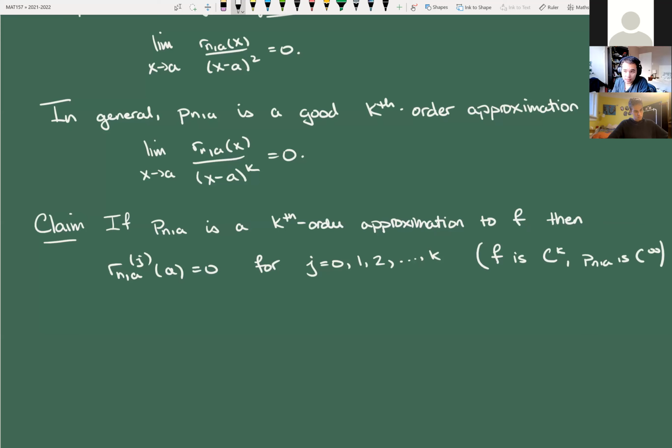Right? So that we can at least differentiate it k times. And P_n,a is C infinity, right? All polynomials are C infinity. You can differentiate all polynomials as much as you want. In fact, maybe yeah, C^k is fine. Okay, so let's show that if you're a good kth order approximation, that means that the derivatives of U vanish.